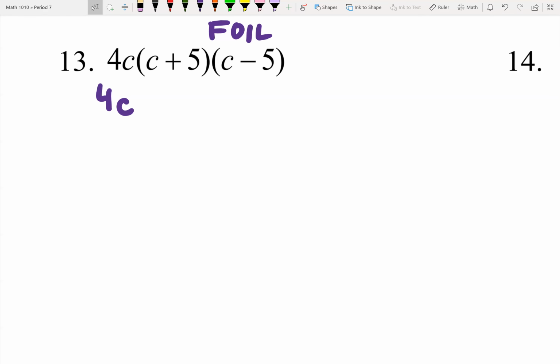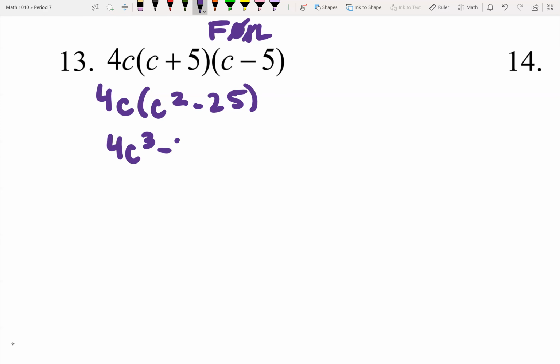But is it really FOIL? What is it? F and L. Why is it F and L? Because they're conjugates. So let's save ourselves some time. C times C is C to the second. L is a positive 5 times a negative 5, which is a negative 25. Now distribute that 4c. So I have 4c to the third minus 100c. That's my answer, and I'm done.